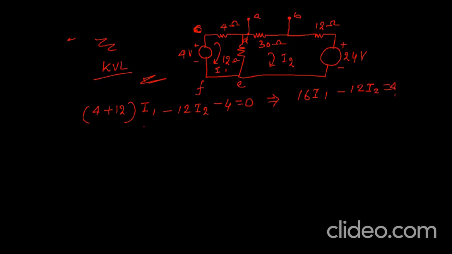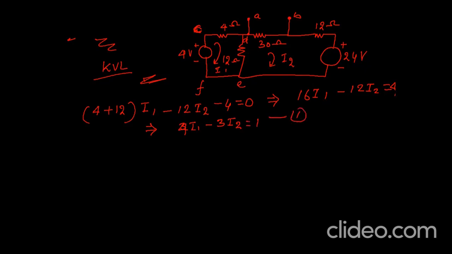and 4 taking common, it will cancel each other. So we will get 4 I1 minus 3 I2 equal to 1. This is equation number 1.